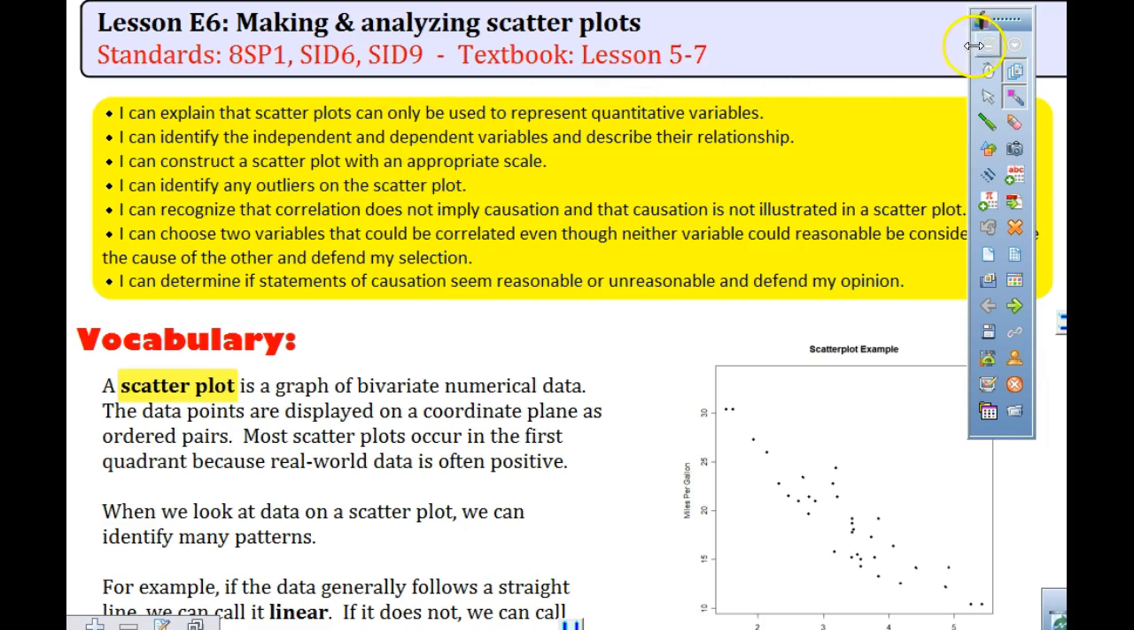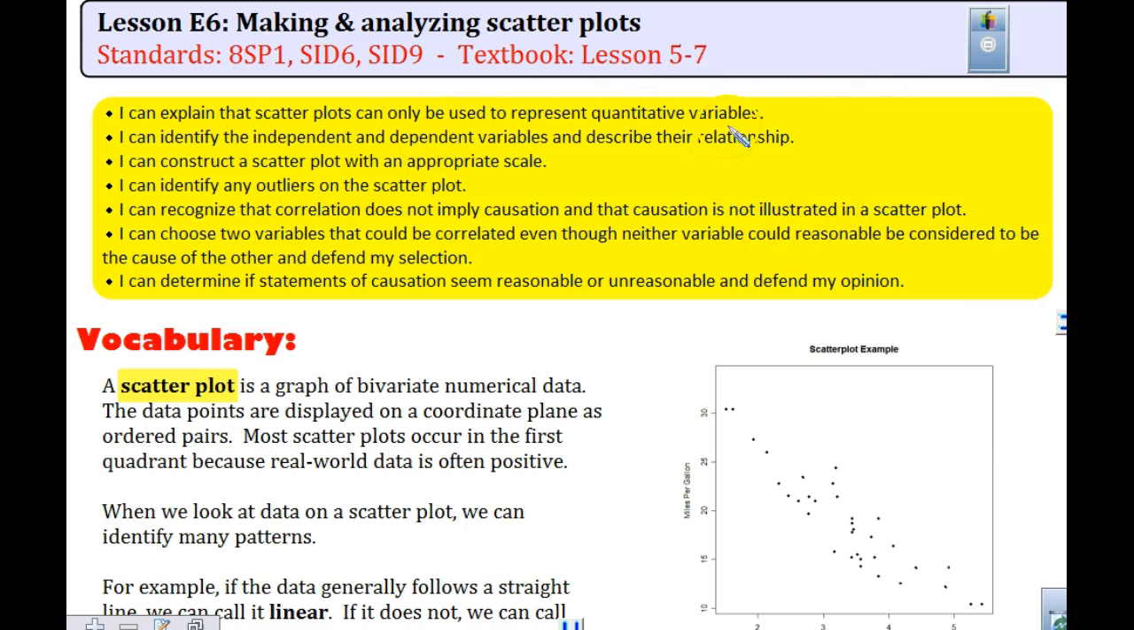Identifying independent and dependent, you've been doing that kind of all year, but always thinking that our independent is our X and our dependent is our Y. Same in science, usually the independent is what you choose or you get to pick. It's a lot of times your time, and Y is the other variable.